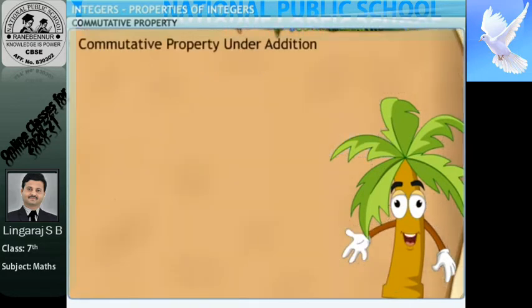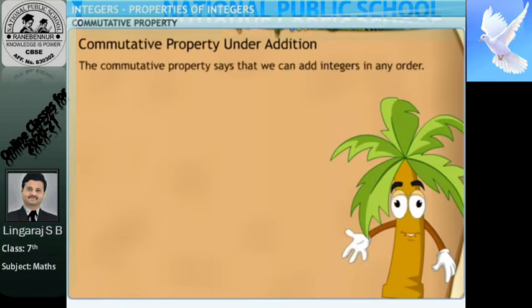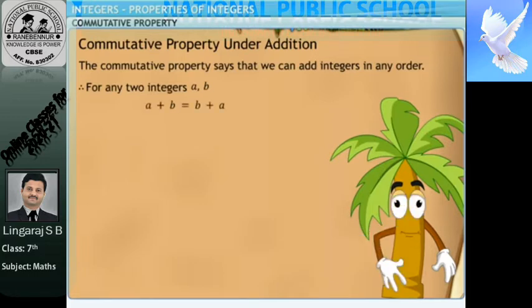Let's now tackle the commutative property under addition of integers. The commutative property says that we can add integers in any order. It is easy to remember the commutative property by thinking of integers commuting or changing the order of their places under addition. Thus, for any two integers a and b, a plus b is equal to b plus a.